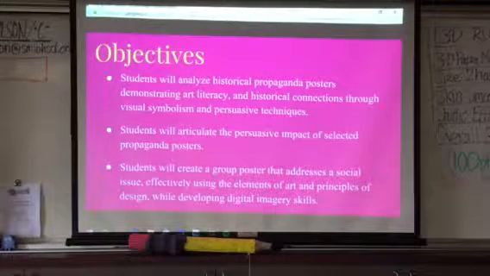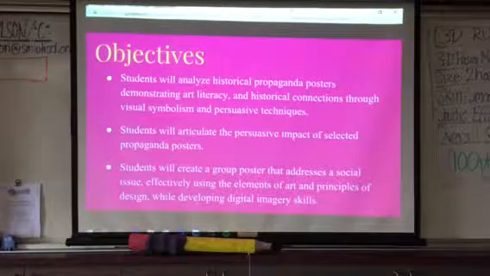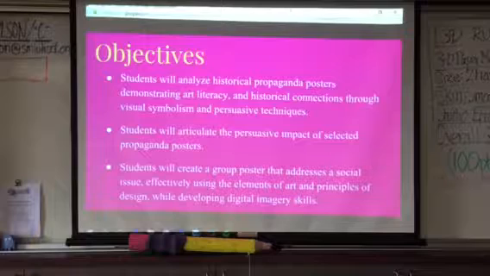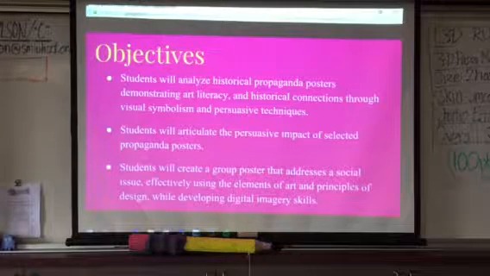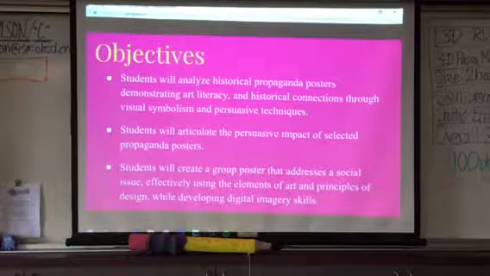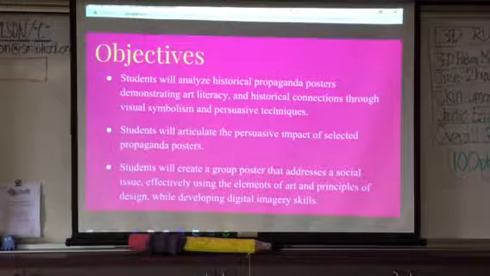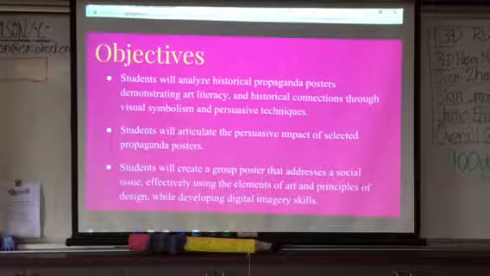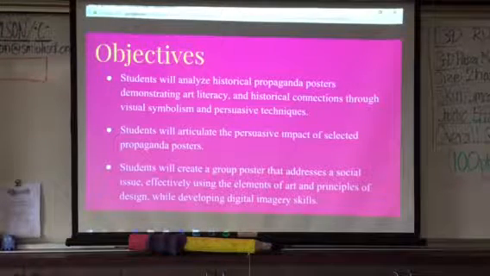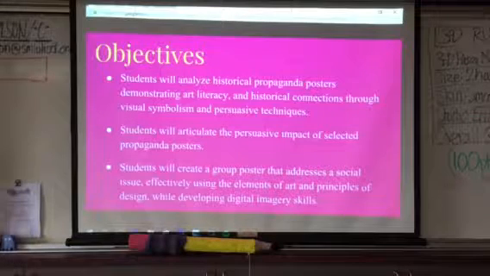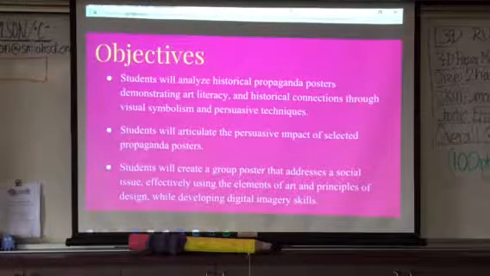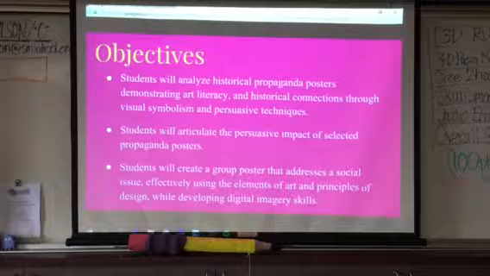Today's objectives are: students will analyze historical propaganda posters, demonstrating art literacy and historical connections through visual symbolism and persuasive techniques. Students will articulate the persuasive impact of selected propaganda posters, and students will create a group poster that addresses a social issue effectively using the elements of art and the principles of design while developing digital imagery skills.